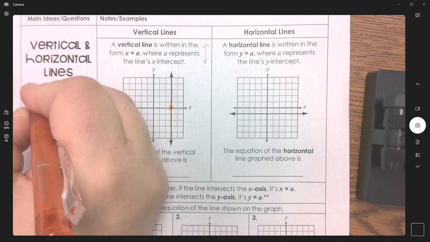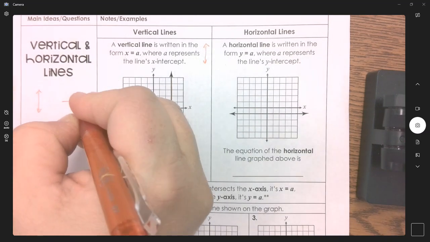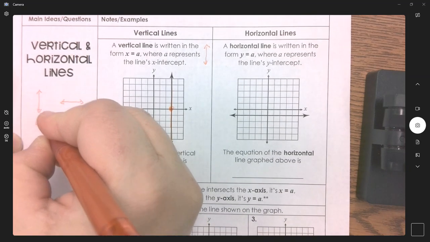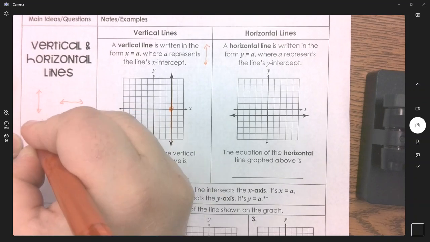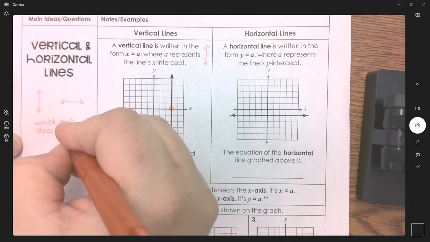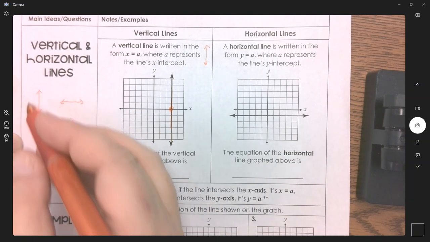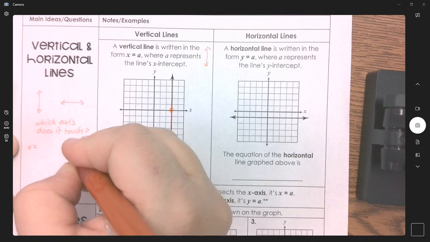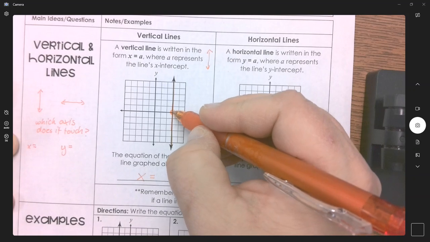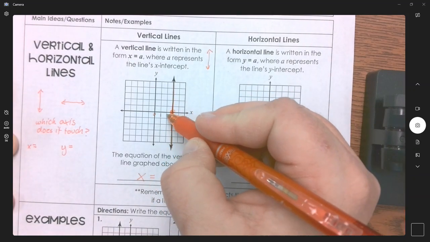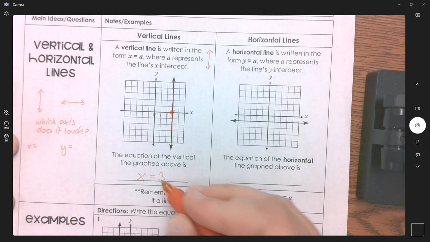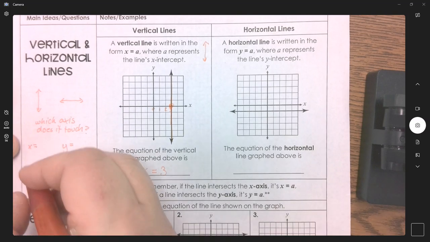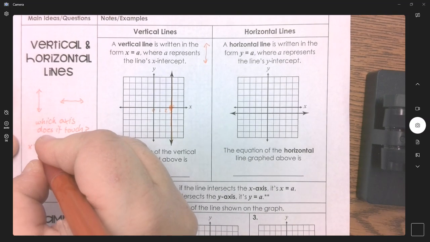So if it's a straight line, either up and down or right or left, you look and see which axis does it go through. Which axis does it touch? Okay, and for the up and down one, it should be x equals, and for the right and left one, it'll go through the y-axis. Then the next step is where does it touch? In this case, it's 0, 1, 2, 3. So this goes through x equals 3. That's the equation of that line. And so it's x equals the intercept.